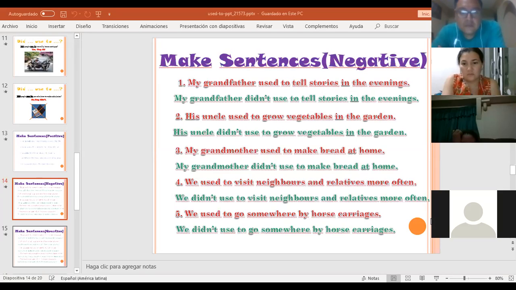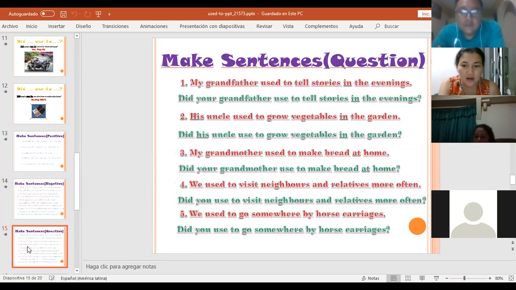Glenda, can you do the last one, number five? We didn't used to go somewhere by horse carriage. Carriages, very good. Then we have the questions.